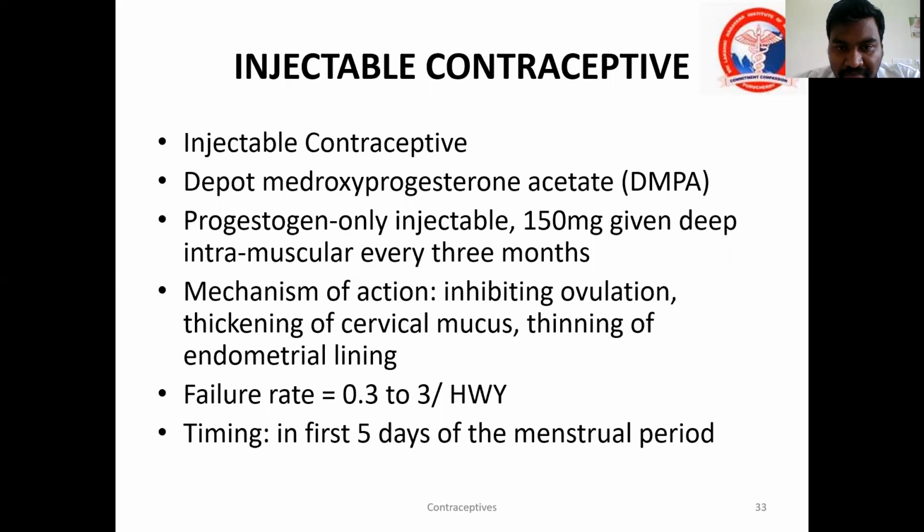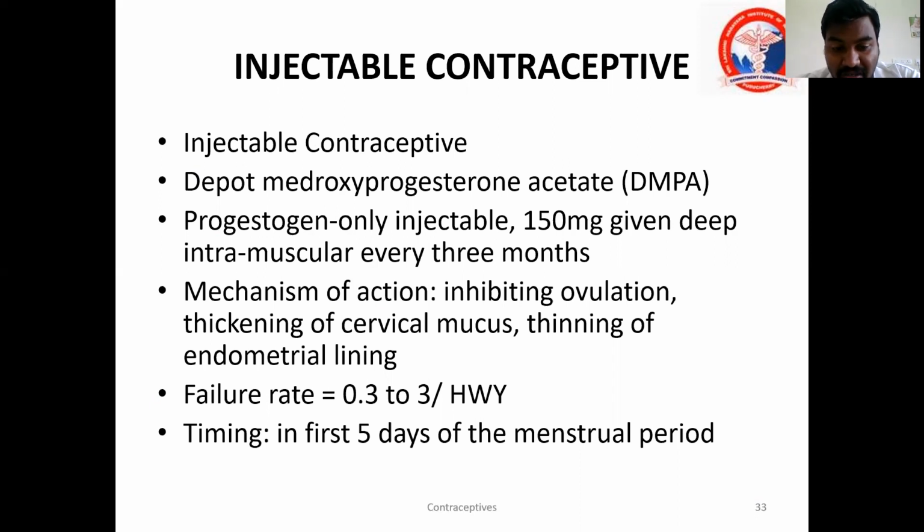So what is its mechanism of action? It has a progesterone component, so it inhibits the LH surge, and ovulation won't happen. As a progesterone, it causes thickening of cervical mucus secretion, so that sperm entry is prevented. And there will also be thinning of the endometrial lining. So it has all 3 actions. The failure rate is 0.3 to 3 per 100 woman years.